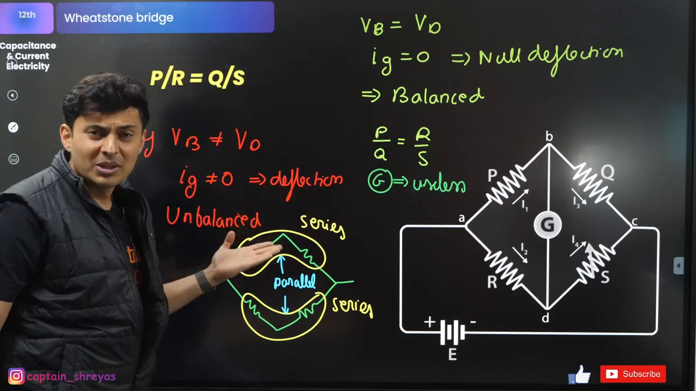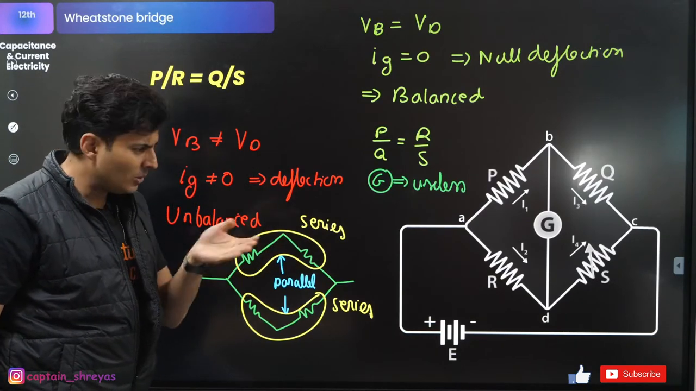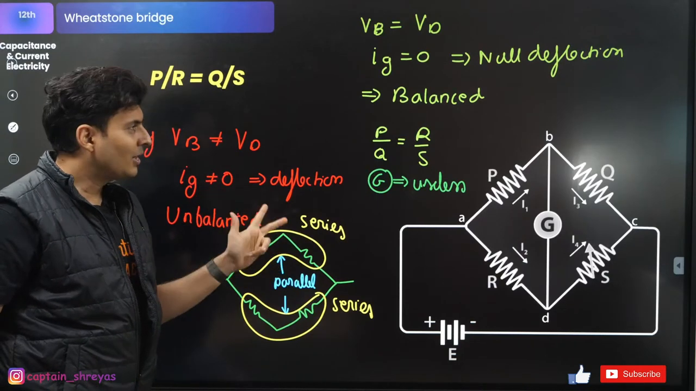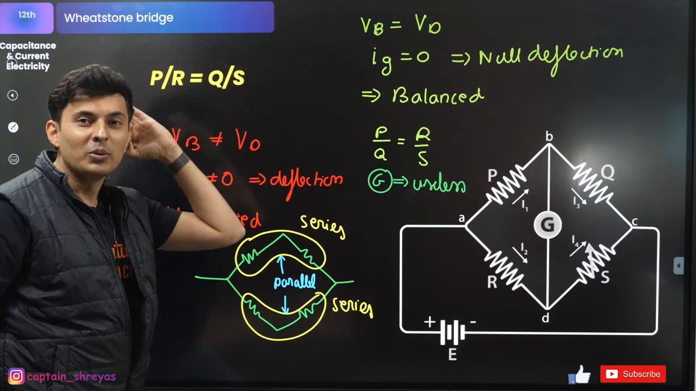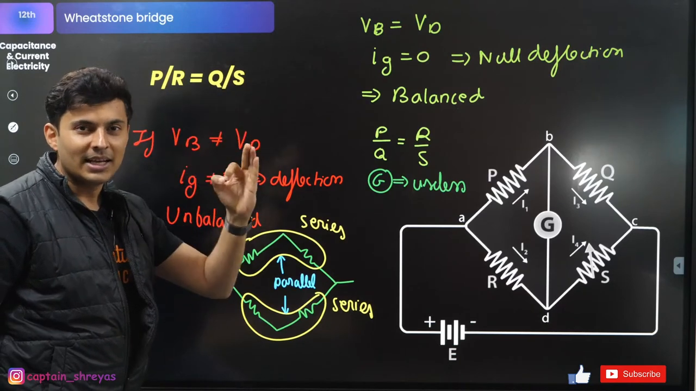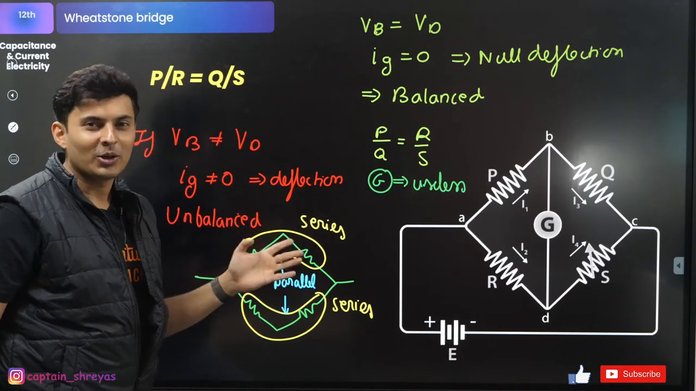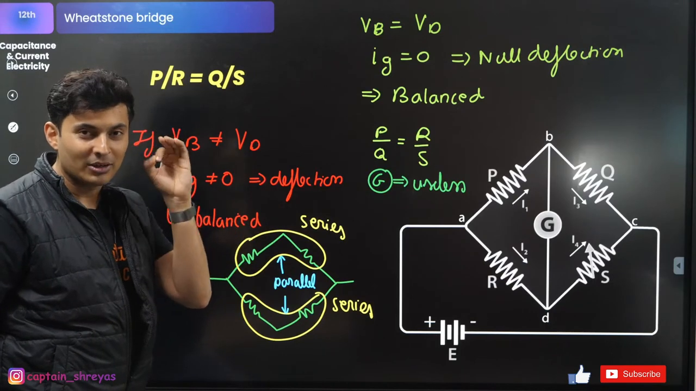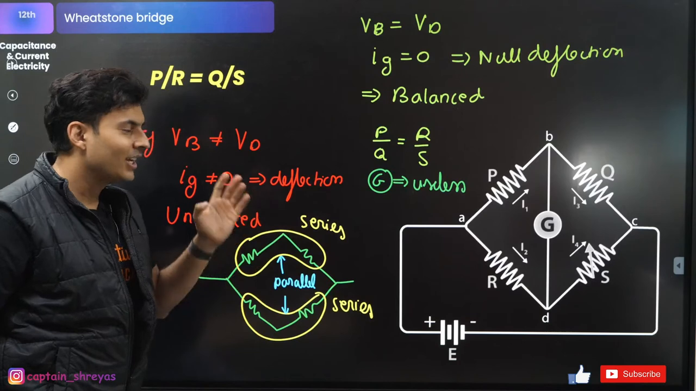So what to do if it is unbalanced? Well, you have to use something called Kirchhoff's current law and voltage law, which we'll be seeing soon. But those kind of questions do not come in NEET, number one. Number two, balanced is what you will generally get in the NEET examination and even in the boards. So they are not going to give you unbalanced. Even if a question comes, just leave it. It's not worth your time, effort and money.